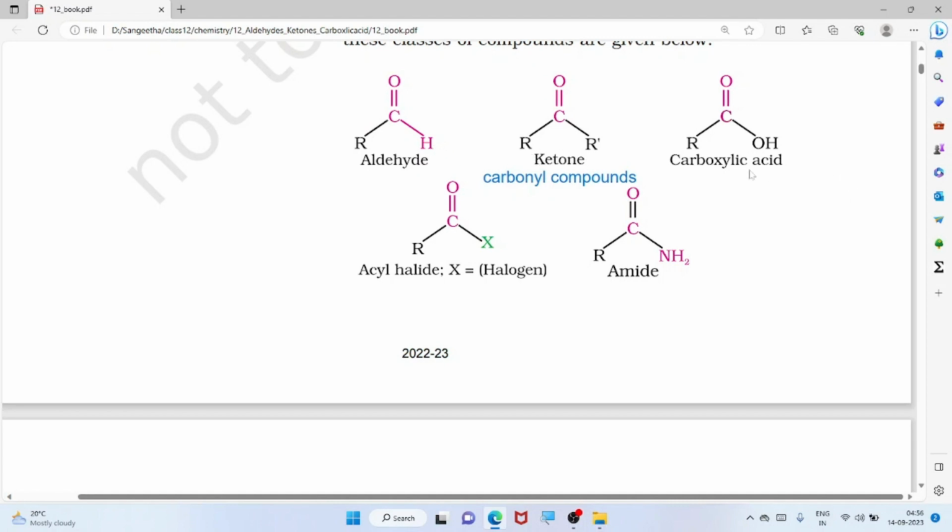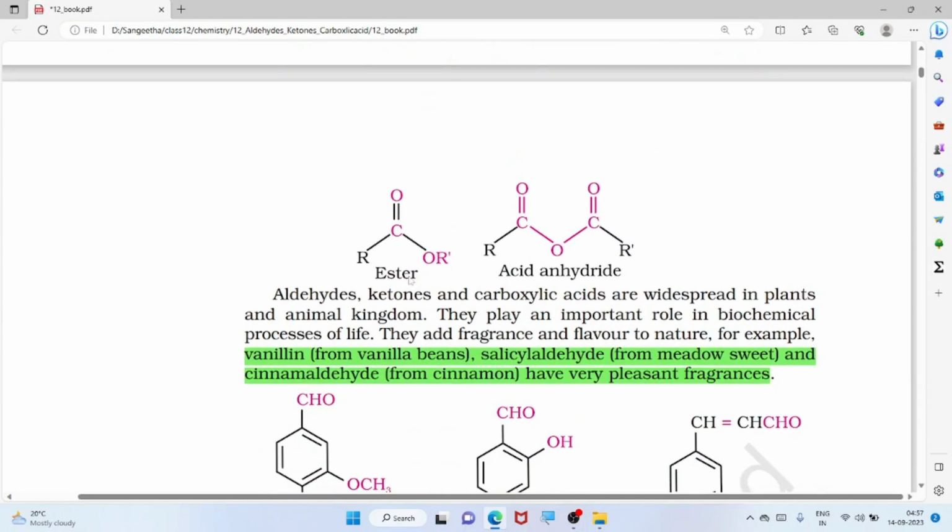This is a ketone. Carboxylic acid: from here, if you add one more oxygen, then it will become a carboxylic acid. If you add one more oxygen here, then it will become the ester. See here, this is the difference between ester and ketone: there is one more oxygen here.